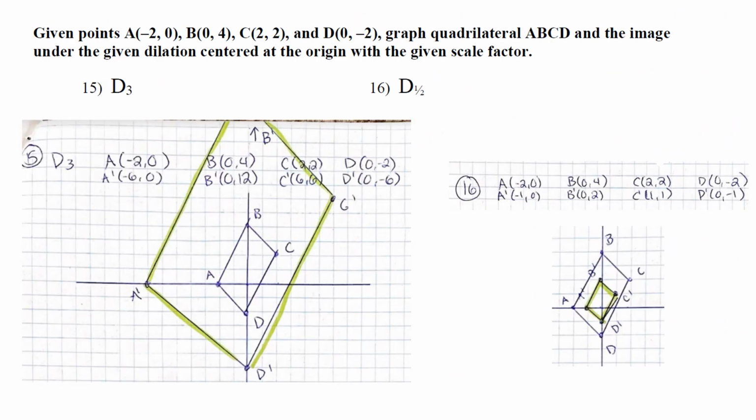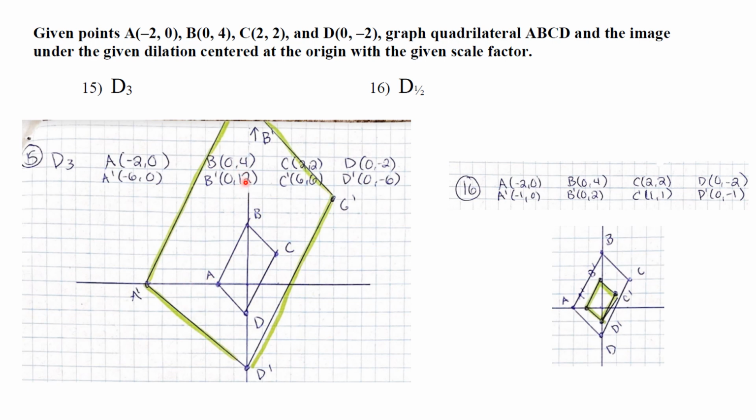And number 15, we're dilating by a scale factor of 3. So you see here, I actually took all of my points and wrote out my new points. This is something that helps me every single time I do a dilation is to just write out my new points. Otherwise, I tend to get pretty lost. So if A was -2, 0, we're just taking everything and multiplying by 3, right? So A goes from -2, 0 to -6, 0.